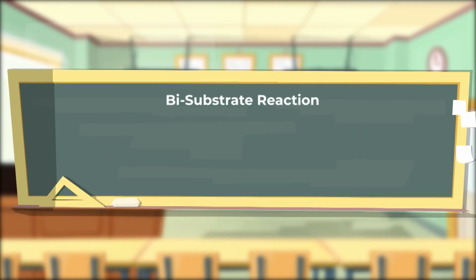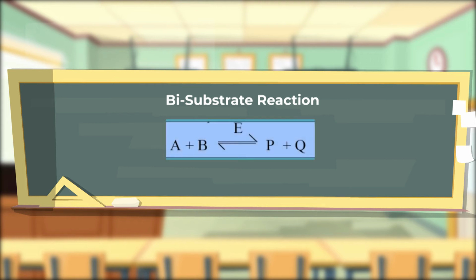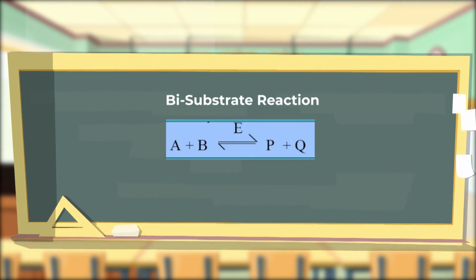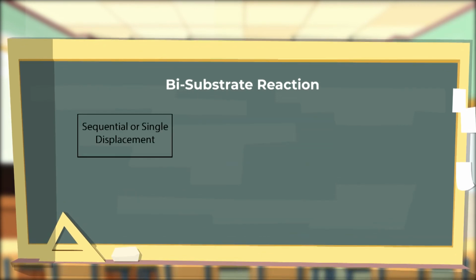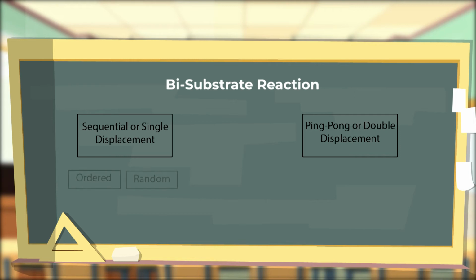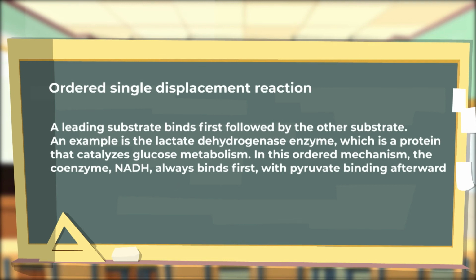Now, in a bisubstrate reaction, for example A and B are both substrates reacting with one enzyme, giving rise to P and Q products. There are different types of bisubstrate reactions: either sequential or single displacement, or ping pong or double displacement reactions. The single displacement reaction is where we can find a certain kind of ternary complex, but it may be either ordered or random. In the ordered way, first the leading substrate binds, then the following substrate. What happens in the case of lactate dehydrogenase?